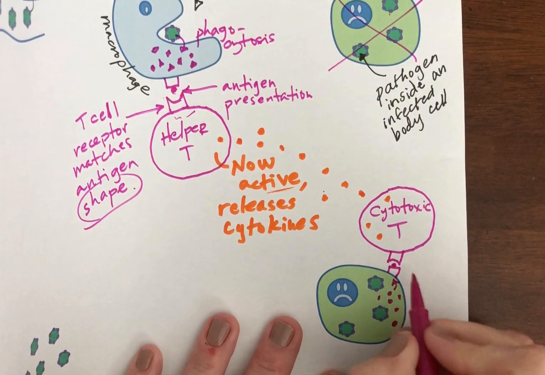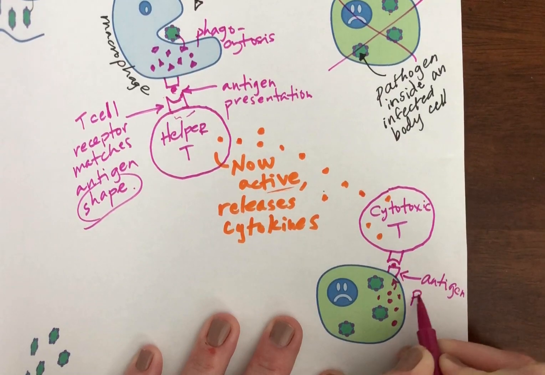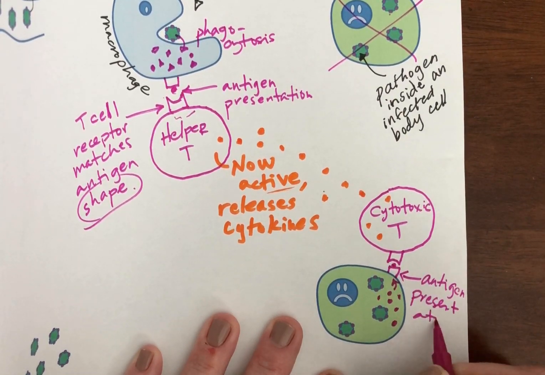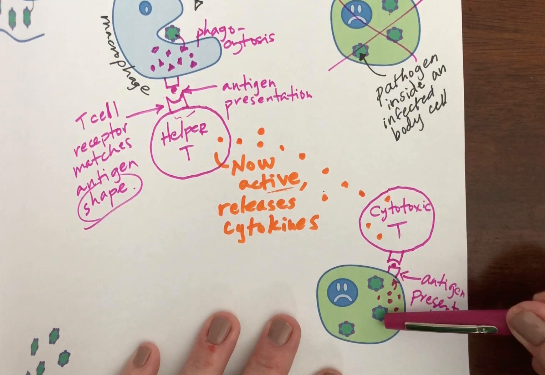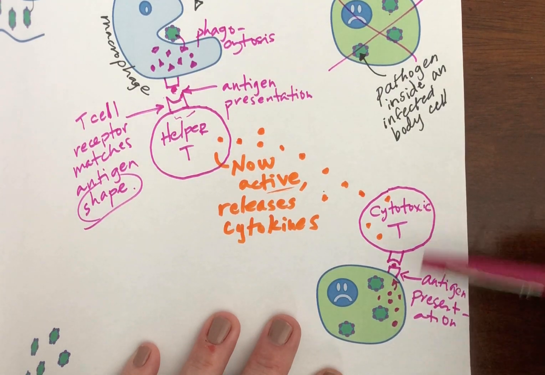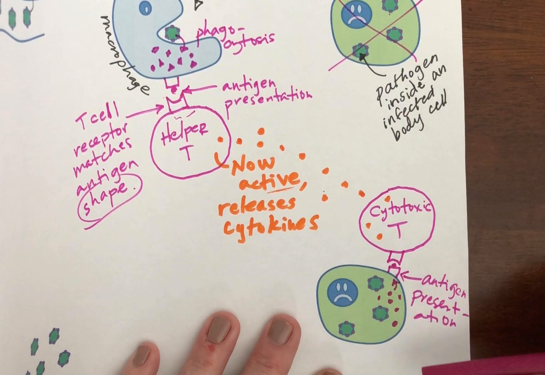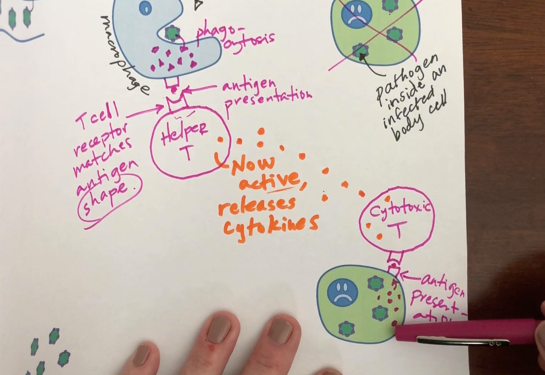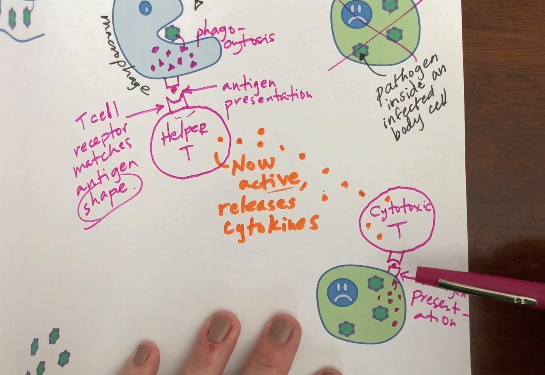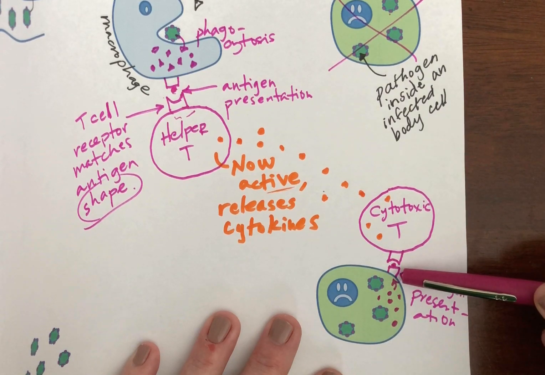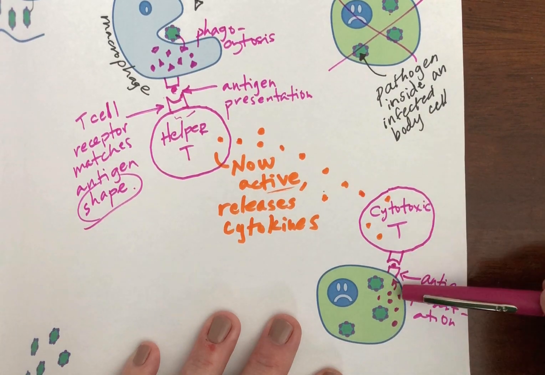Over here, this is antigen presentation as well. This cell is presenting the antigen to the cytotoxic T, saying, hey, I'm over here, I'm the one, or we are the ones, these cells in this part of the body are the ones that need to go. Like, I'm hurting, you need to kill me, here's the pathogen that's hurting me, and because you have the same matching receptor shape, you can identify me.